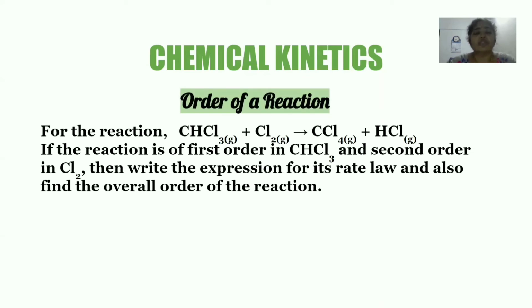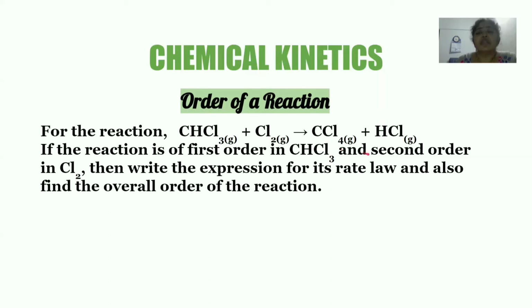Look at this question. For the reaction, chloroform, CHCl3, plus chlorine forming CCl4, that is carbon tetrachloride, plus HCl. For this reaction, it is said that the reaction is of first order in CHCl3. It means it is of first order in chloroform. What do you mean by it is of first order in chloroform? That means the rate of the reaction is dependent on the concentration of chloroform raised to 1. The order to which the rate depends on chloroform is 1.